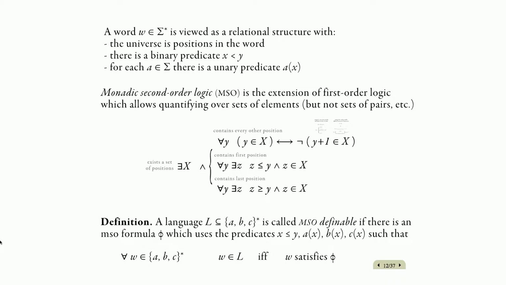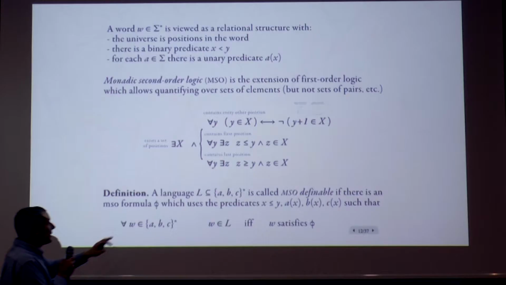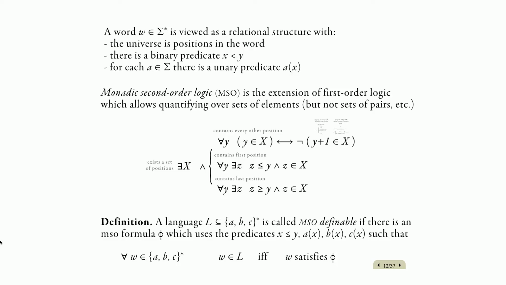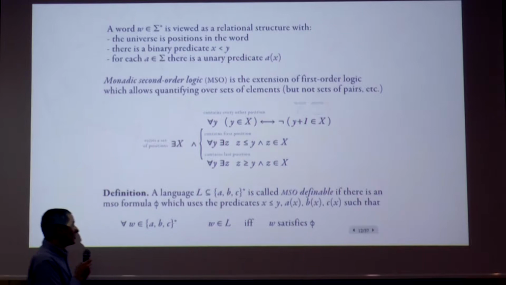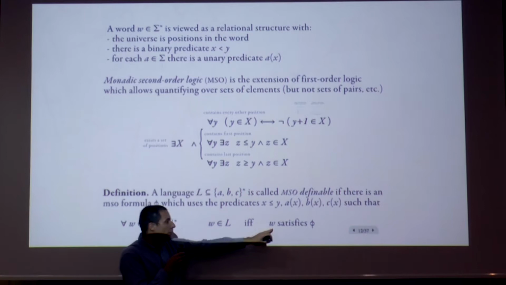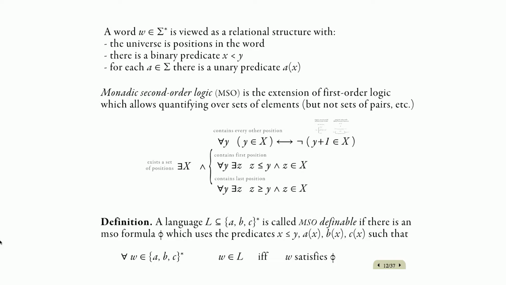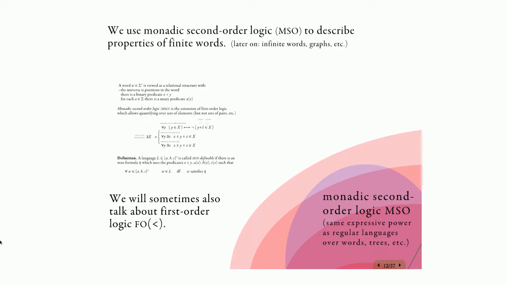And therefore, I say that the language is MSO definable, for example, of alphabet ABC, but this definition is in no way specific to a three-element alphabet. If there's an MSO formula which uses predicates for order and for the labels A, B, or C, and such that a word belongs to the language if and only if the word viewed as the structure in this sense satisfies the formula. So that's a pretty simple thing. That's what it means for a language of words to be MSO definable.